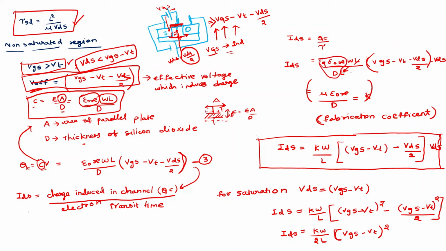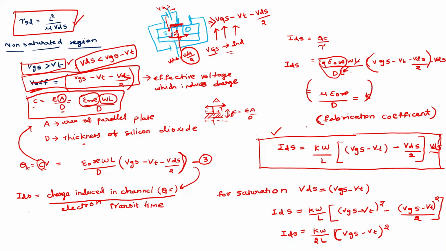So this will be equal to some constant K, which is known as the fabrication constant, and IDS equals KW, that is the width, or we can say the height of that particular plate, by L into VGS minus VT minus VDS by 2 into VDS. So this is the current passing for the non-saturation region.